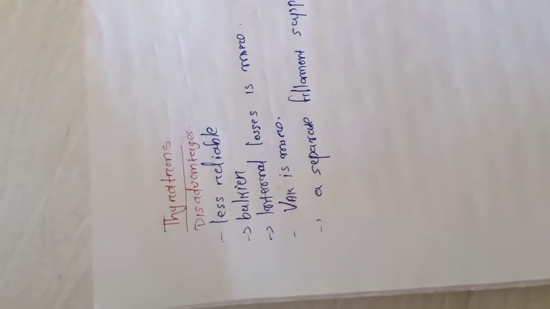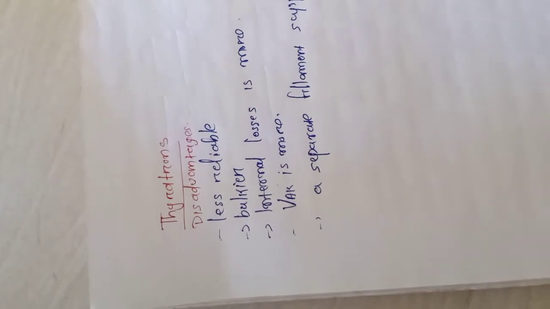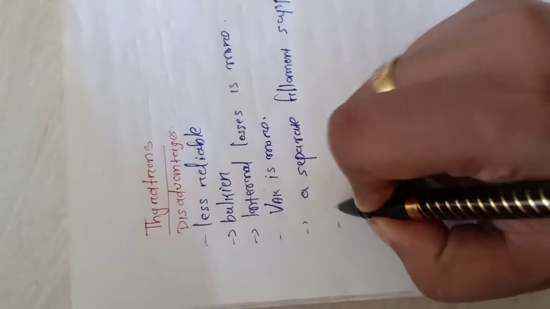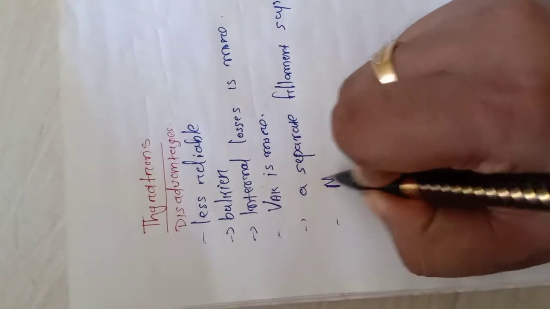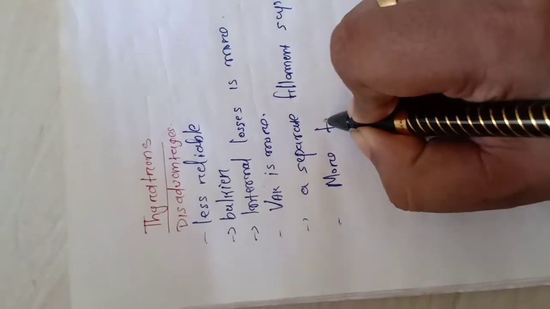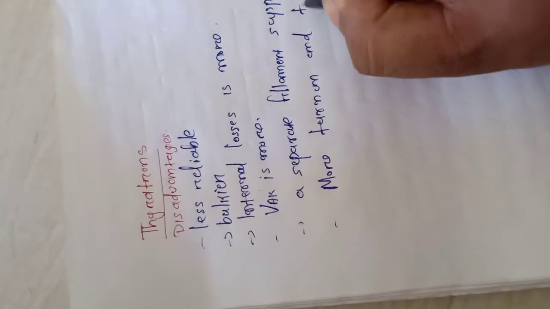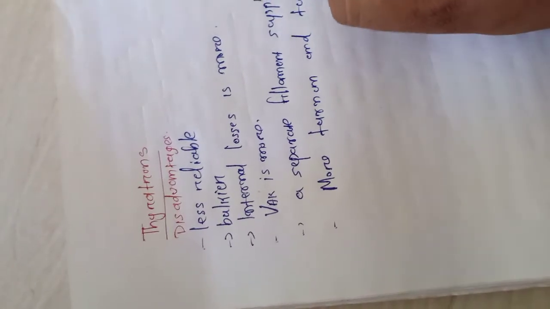A thyristor has much smaller turn on and turn off times. So thyristor का क्या होता है, turn on and turn off time is very small in comparison to that of thyratron. So thyratron has more turn on and turn off time.